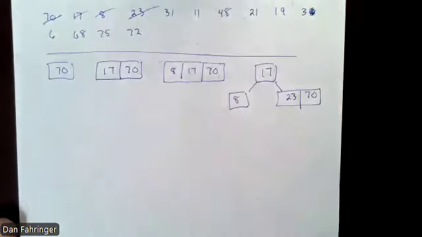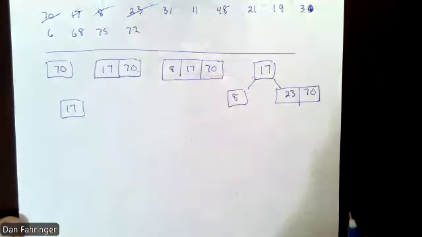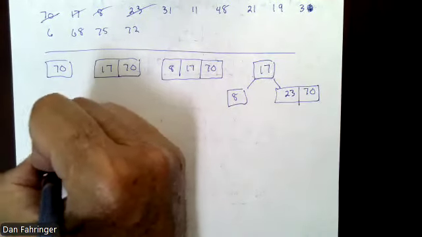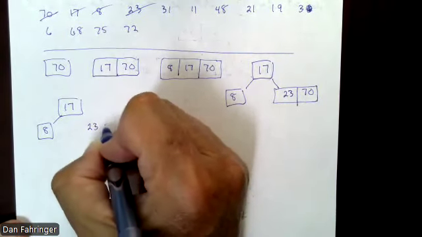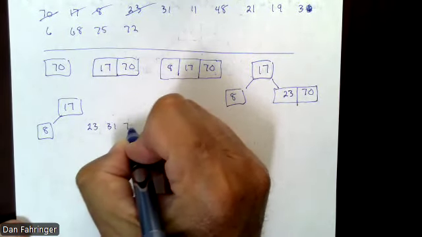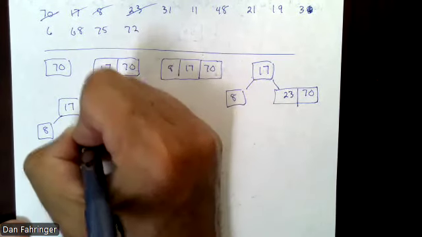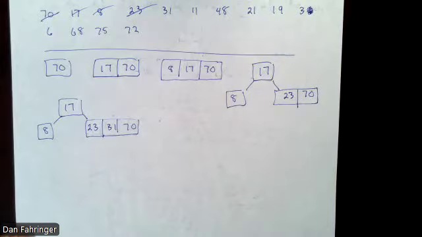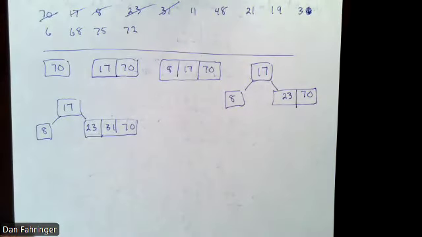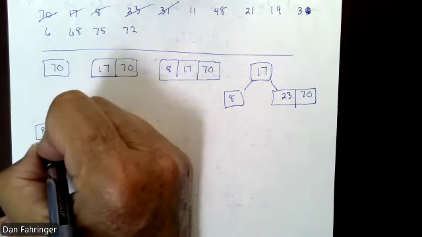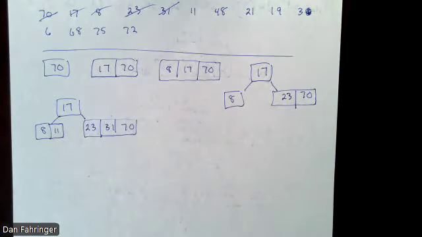All right, I'm going to add 31. 17 is happy. 8 is happy. 23, 31, and 70. They seem to be happy. 31 is good. 11. I don't have to draw a new one. I can just slide 11 in there.